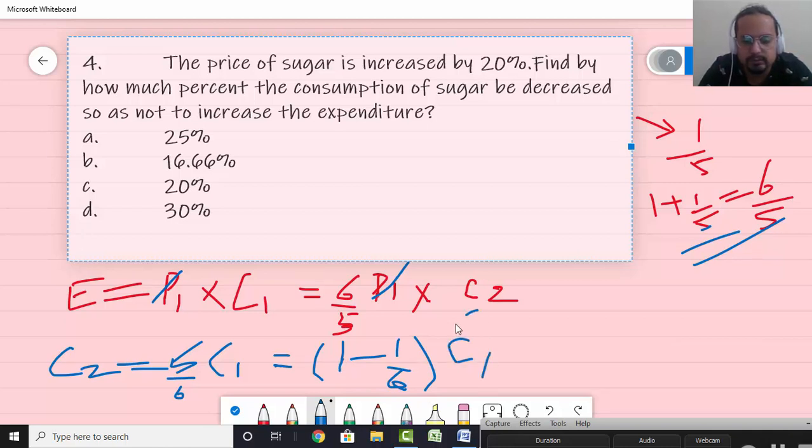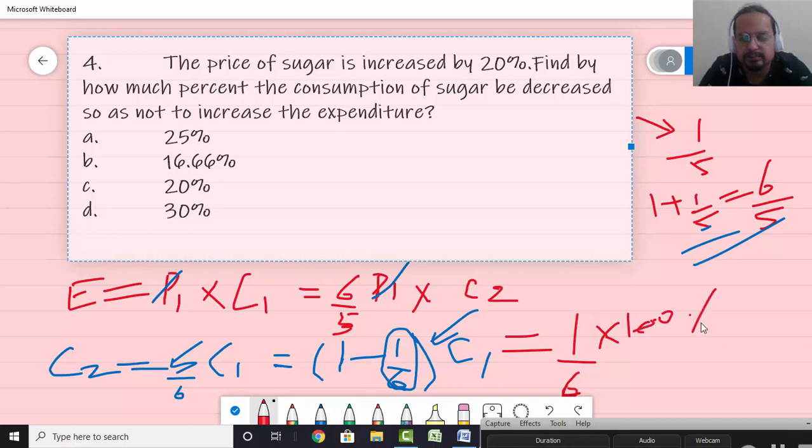So this is C2. What is the decrease in consumption? 1/6 of C1, right? So 1 by 6 of C1 as a percentage. How do you convert a fraction into percentage? You multiply it with 100. 100 by 6 percent, that is 16.66%. So the answer is option B.